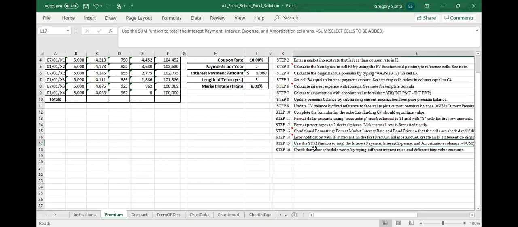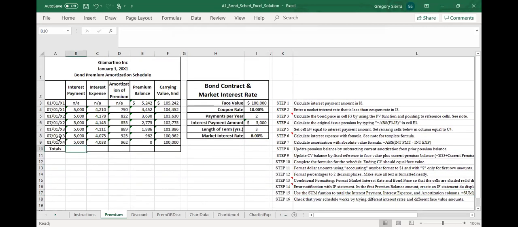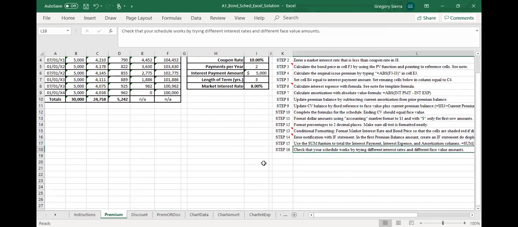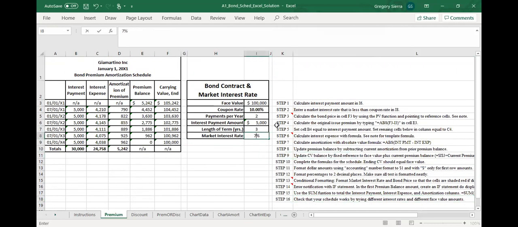Error notification, now we're going to use the sum function, equals SUM of these. Ctrl+C, Ctrl+V, Ctrl+V. There we go. And these are NA, those we don't sum up. And check your schedule works by trying a different interest rate. So 7% and it's working. How about that? Okay.